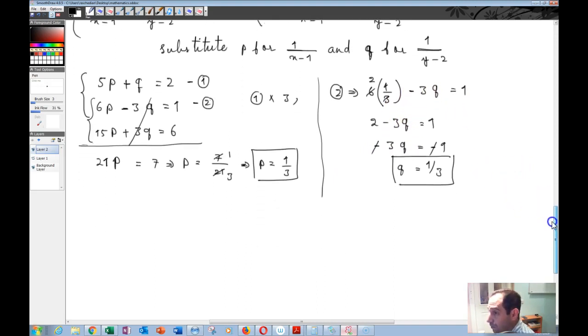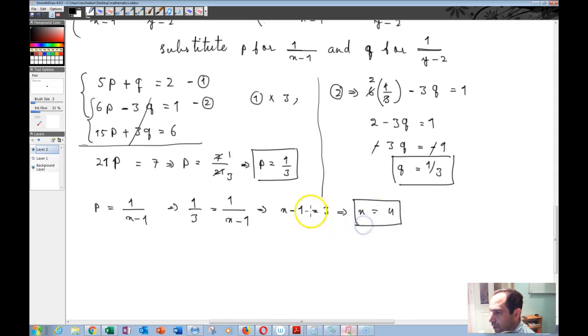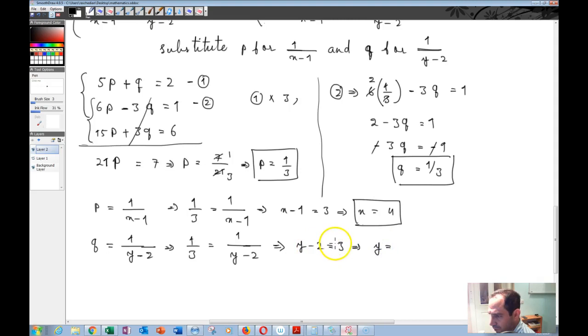So here we said that p is equal to 1 divided by x minus 1. And so p, which is 1/3, is equal to 1 over x minus 1. That means that x minus 1 is equal to 3. That means that x is equal to 4. And over here we said that q was equal to 1 over y minus 2. So q was basically 1/3 here. So that's equal to 1 over y minus 2. What that means is that y minus 2 is equal to 3. That means that y is equal to 5.